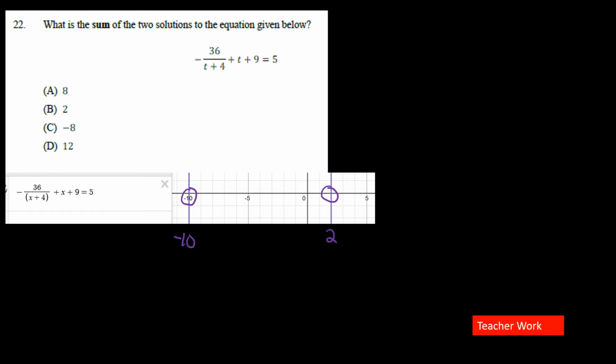So these are our two answers. When we add them up, because the question is asking us to give the sum of the two answers, negative 10 plus 2 is equal to negative 8. And this is our answer, negative 8. They put 2 in there as a possible answer because 2 is one of the solutions, but that's not the answer. 8 had nothing to do with this, and neither did 12. You would only get that if you did the addition incorrectly. Okay, so be very careful.